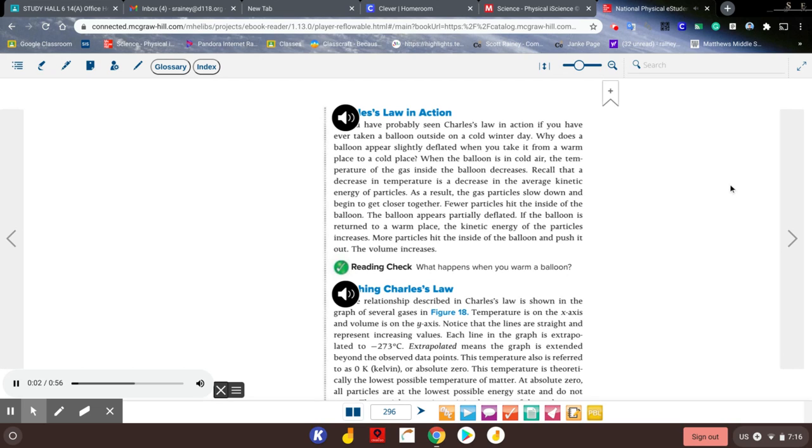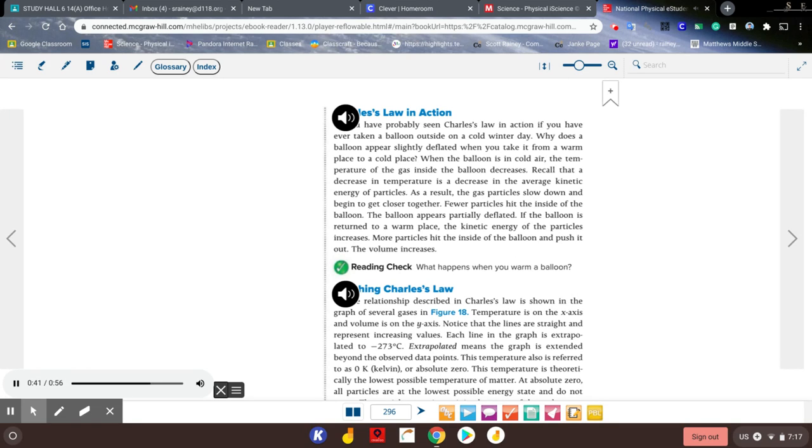Charles's law in action. You have probably seen Charles's law in action if you have ever taken a balloon outside on a cold winter day. Why does a balloon appear slightly deflated when you take it from a warm place to a cold place? When the balloon is in cold air, the temperature of the gas inside the balloon decreases. Recall that a decrease in temperature is a decrease in the average kinetic energy of particles. As a result, the gas particles slow down and begin to get closer together. Fewer particles hit the inside of the balloon. The balloon appears partially deflated.